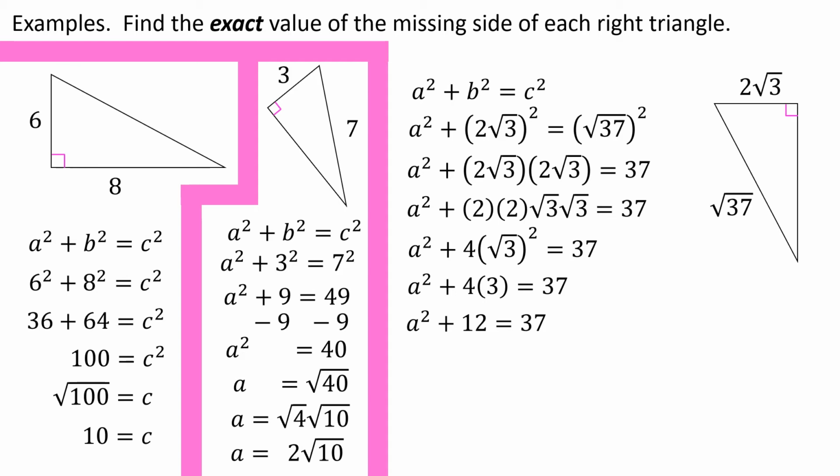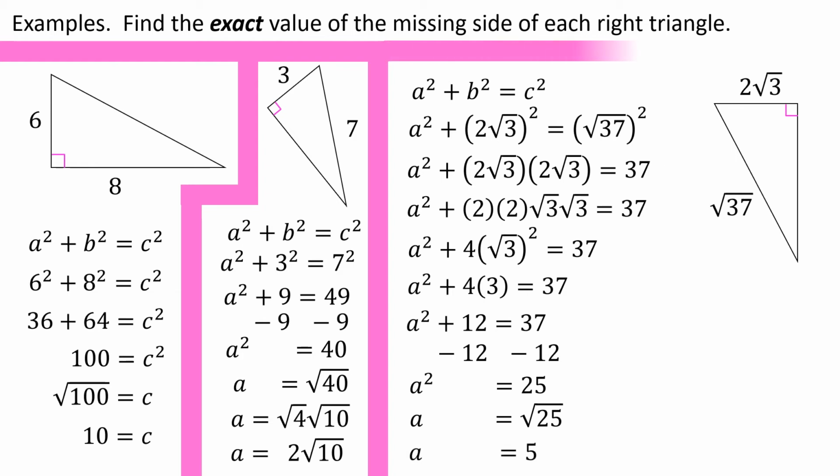Notice I didn't try to grab a calculator because I don't want to get some weird decimals and then try to have them round off. If you do 2 times square root of 3 and then square that, you got to make sure that you keep using the full decimal amount in your calculator. Subtract 12 from each side. Square root of 25 is going to be our answer. And hey, how lucky can you get? Square root of 25 is just 5.